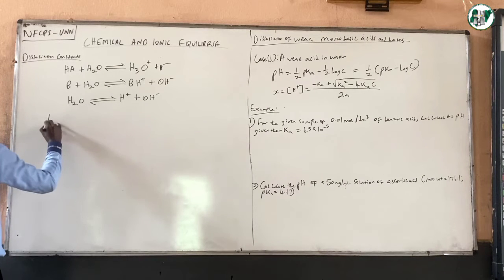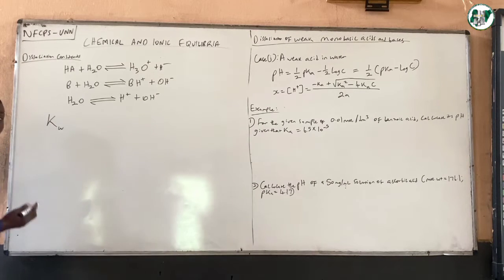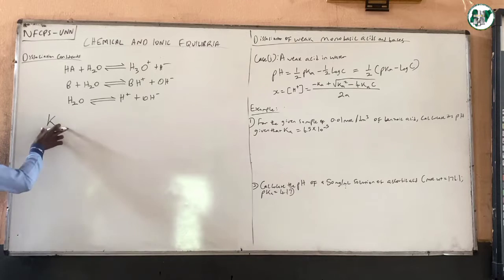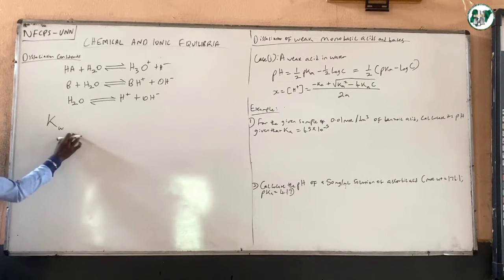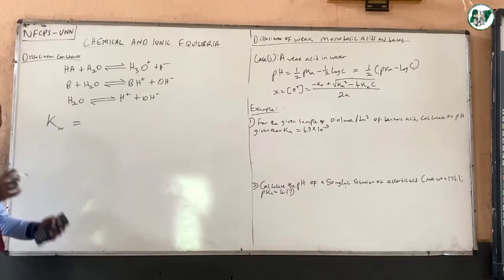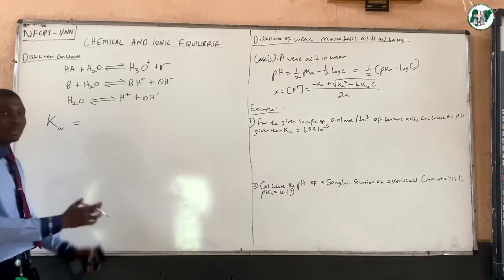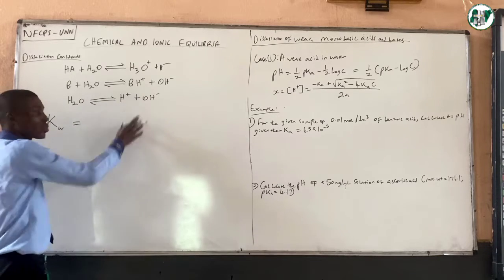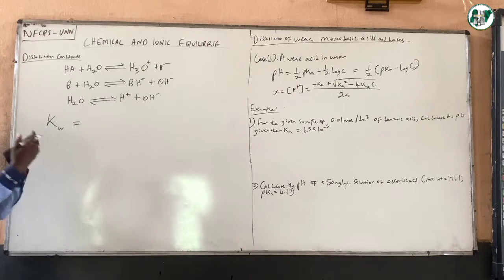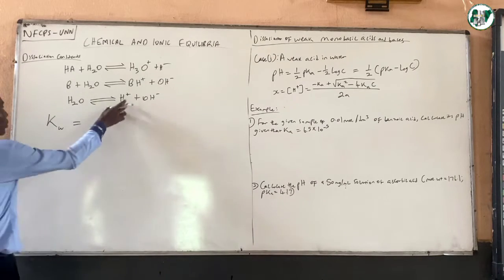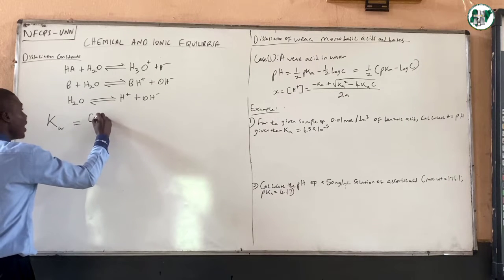Dissociation constant for water is K. We will have a subscript W to represent that this is the dissociation constant for water. So it's going to be, I told you that the dissociation constant happens to be the multiplication of the concentration of the products over the multiplication of the concentration of the reactants. So the product we have here happens to be H plus.